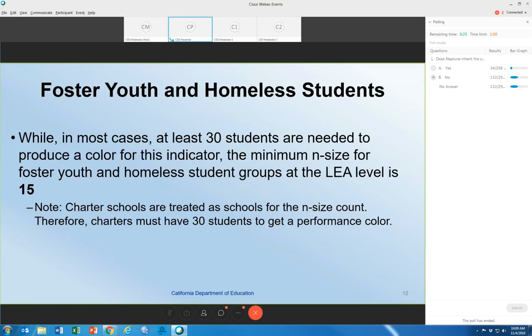While in most cases, 30 or more students are needed to produce a color for this indicator, the minimum N size is special for 2 student groups, foster youth and homeless. Those student groups require only 15 students at the LEA level. Special note, charter schools are treated as schools when we're looking at this population count. Therefore, charters must have 30 students in the foster and homeless student groups to get a performance color.